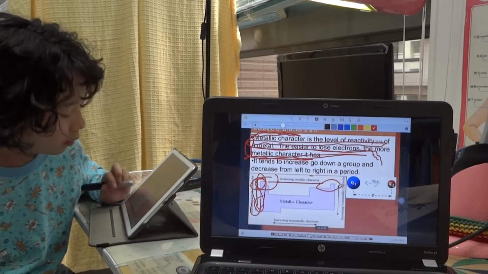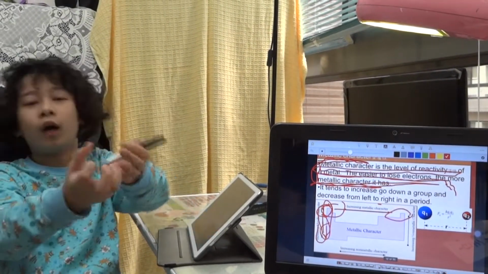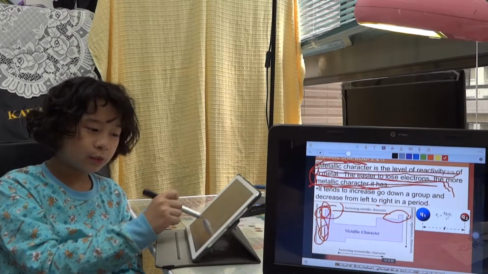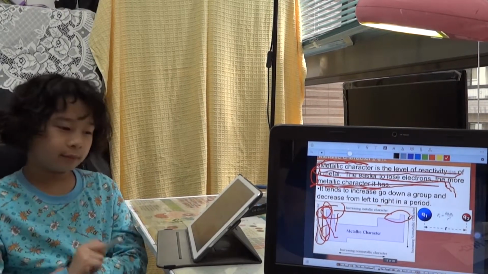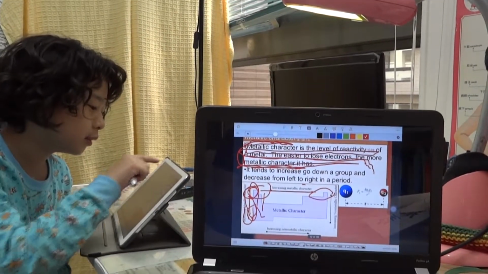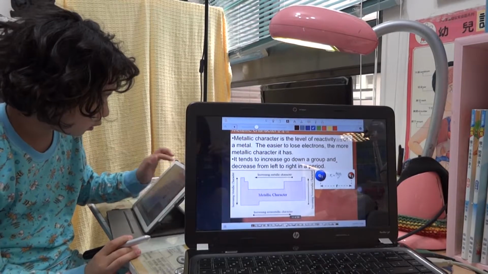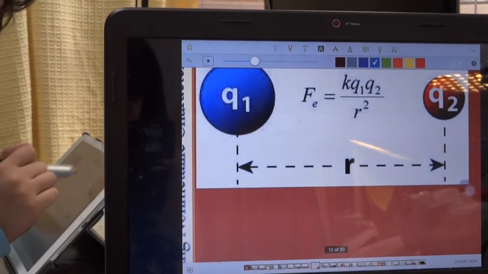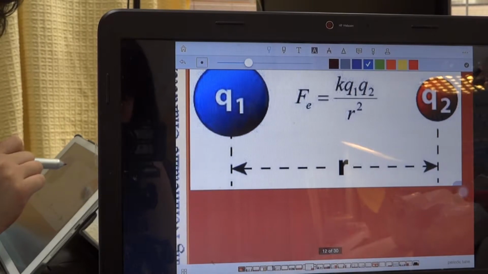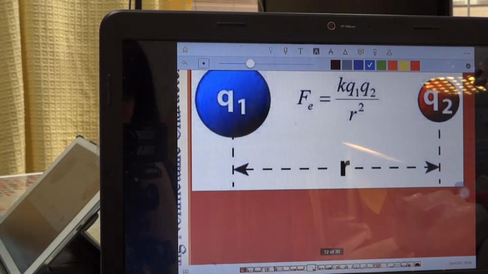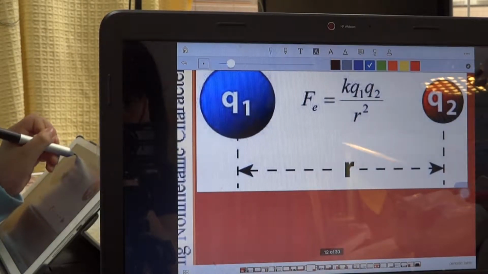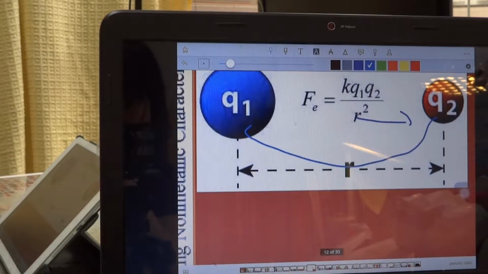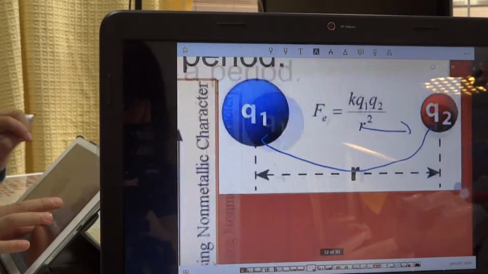First, let's think. If there are more protons, there is more energy in attracting the electrons. But remember, when it comes down, there are more shells. More shells means more distance. So it's very confusing. For example, let's see this formula: F equals k times Q1 Q2 over R squared. Q is the electric charge, like the protons and electrons. R is the distance, for example, between those two. So how to do it? It's very easy.